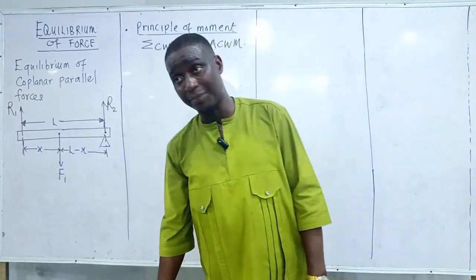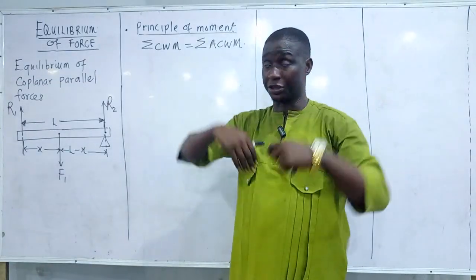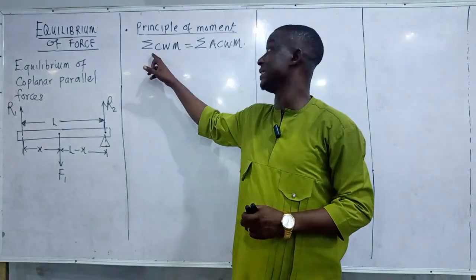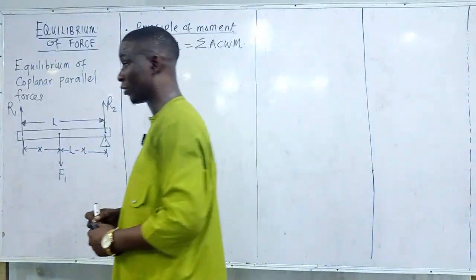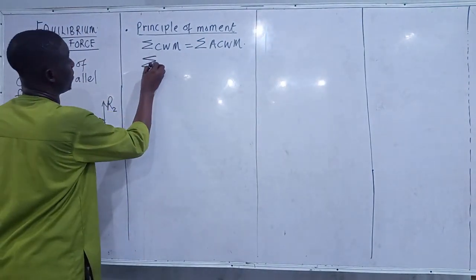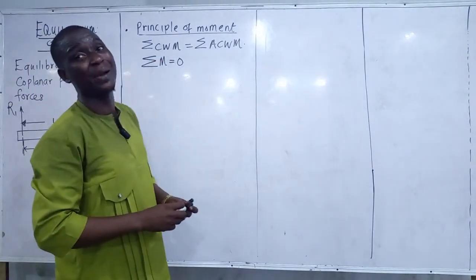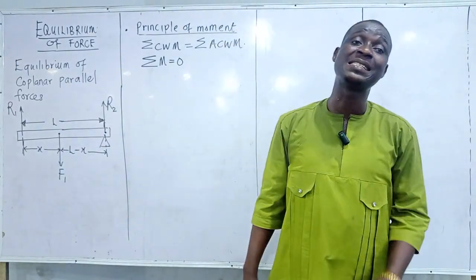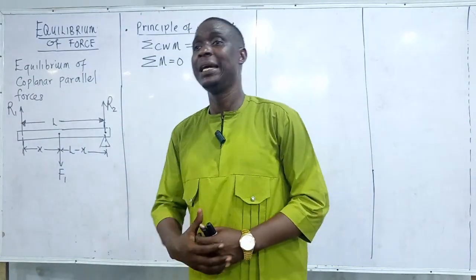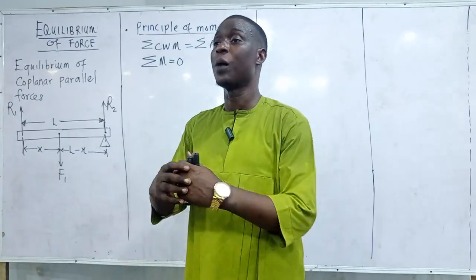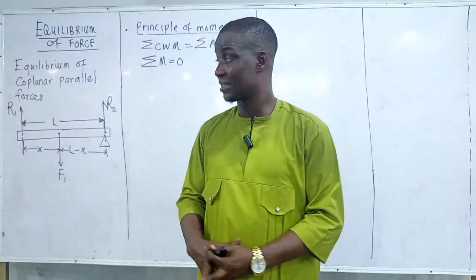external force. That means there is no external constraint on the system. But if there is no external constraint, the sum of clockwise moment must be equal to the sum of anti-clockwise moment. Or we can say the sum of M equal to 0. The algebraic sum of moment in a system must be equal to 0. So you can say the principle of moment states that in a system of parallel forces, the sum of clockwise moment must be equal to the sum of anti-clockwise moment. It's as simple as that.